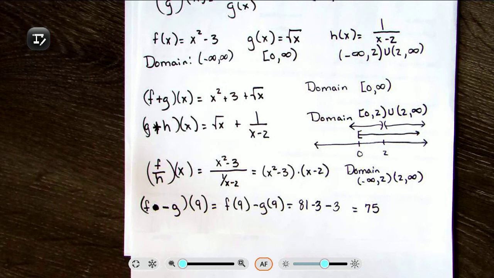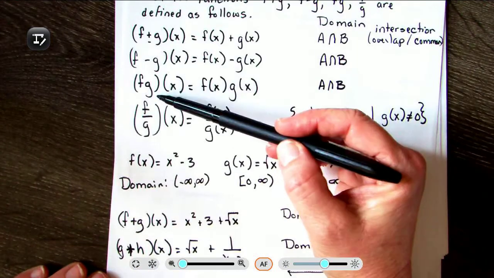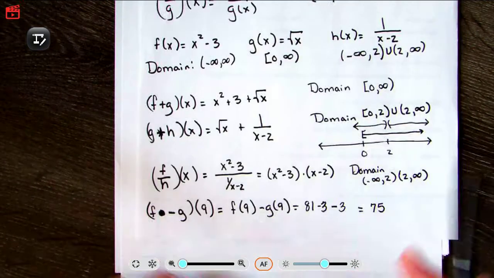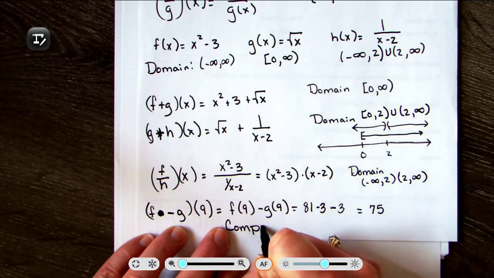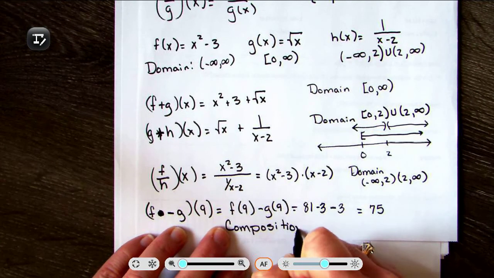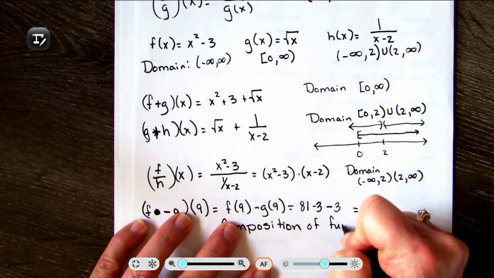Okay, I'm going to stop the video here and come back in another video and discuss our next piece, a way to combine functions. We have added, we've subtracted, we've multiplied, we've divided. The next piece is we are going to combine them through what we call a composition of functions, and that is a little bit more in detail.